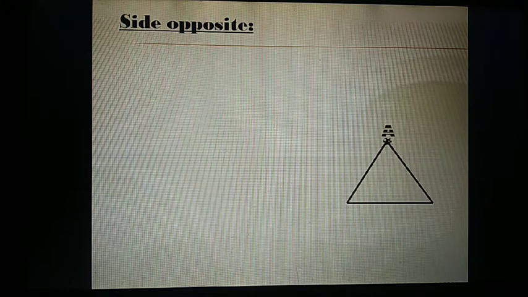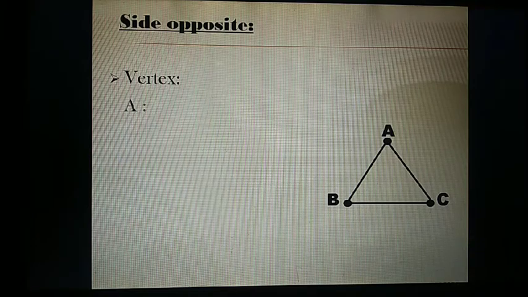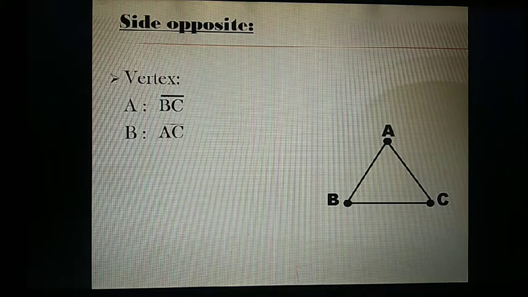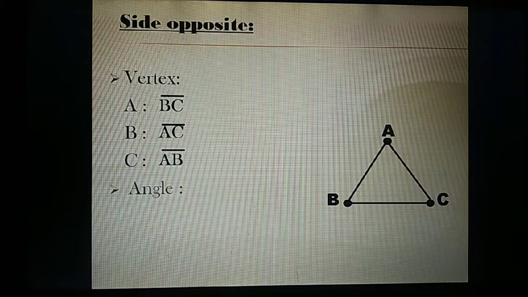Next, what is side opposite? Now, this is a triangle ABC. Here we are supposed to find the side opposite of vertex A. Now, opposite of A is BC. Or we can say in a triangle ABC, except A, we are left with BC, so the side opposite is BC. Similarly, for B, it's AC. For C, it's AB.